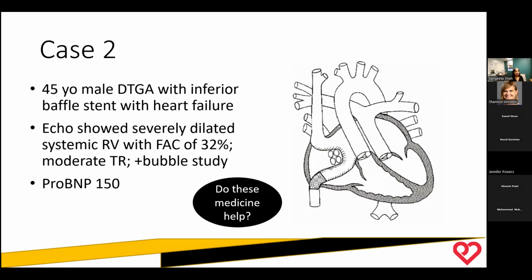Echo showed severely dilated systemic RV, so this RV was dilated with a fractional area shortening of 32, moderate tricuspid regurgitation, and had a positive bubble study. Pro-BNP was only 150 in this individual.